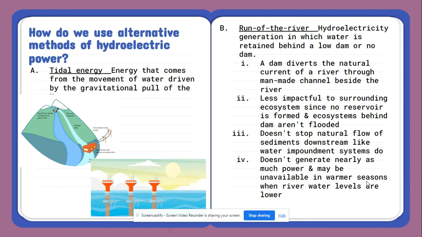Now, we could see a run of river system. This is one in which hydroelectricity is usually generated by the flow of water behind a very low dam or maybe even no dam at all. Here a dam can divert the natural flow of said river. We can even make man-made channels beside the river. This can be a little less impact than our dam, since we're not creating a very, very large reservoir of water. We're simply harnessing the natural movement of that river. But unfortunately, that leads us to maybe not being able to generate as much electricity, because it's tough for us to control the flow of that natural river system.